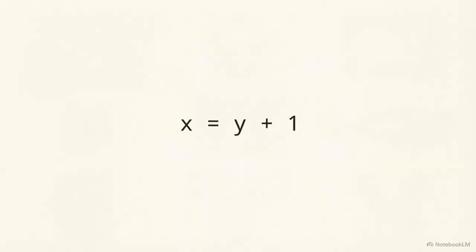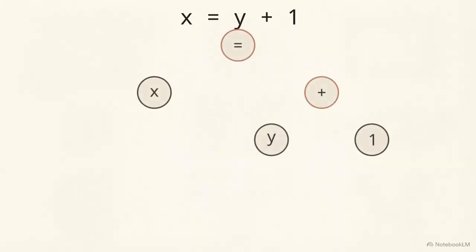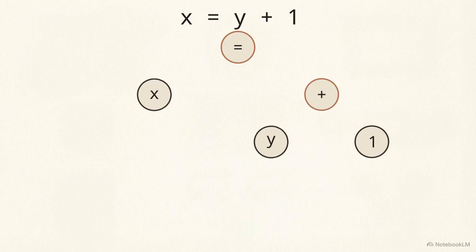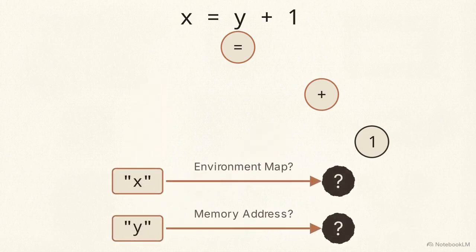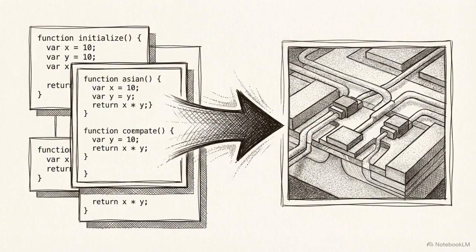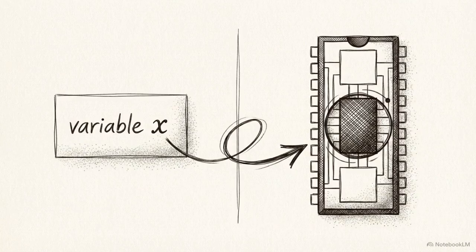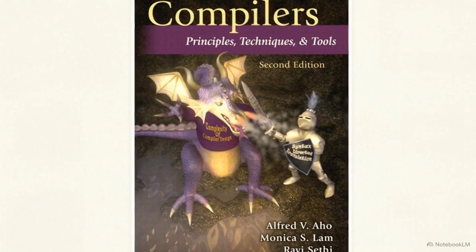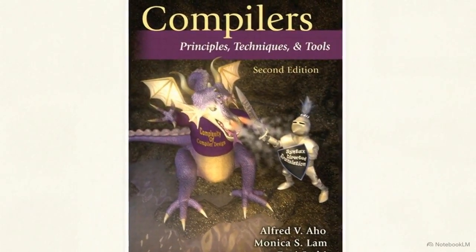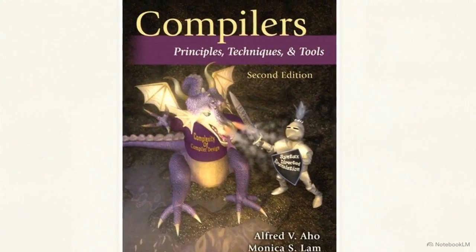When you write a simple assignment like x equals y plus 1, you see a mathematical relationship. To a compiler, x and y are initially just character strings. The language processor's task is to bridge this gap. It must take those character strings and translate them into exact physical memory addresses on the hardware. The rules governing this translation are laid out in the canonical text on the subject: Compilers: Principles, Techniques, and Tools.